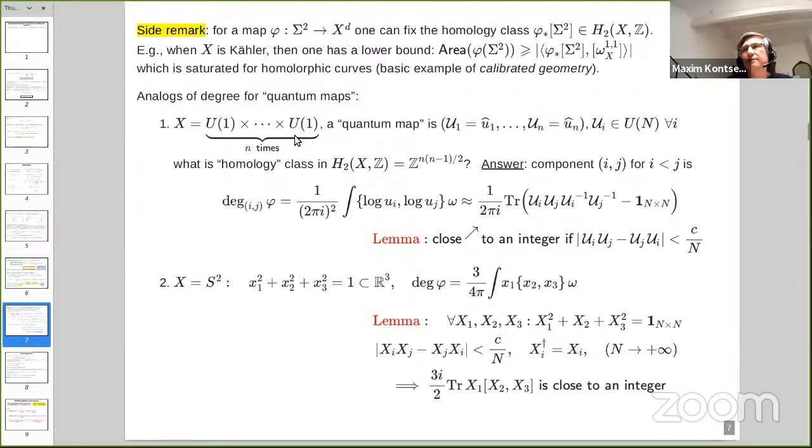And when you try to write the formula in classical geometry, what do you do? You take the Poisson bracket, multiply by the symplectic form, integrate over the surface and divide by 2 pi squared. This gives you exactly the degree of a map to the two-dimensional torus. So it's not a scale-dependent function, it's literally invariant under rescaling of omega. You don't have to multiply by area. And according to the dictionary, you should replace the integral by a trace.